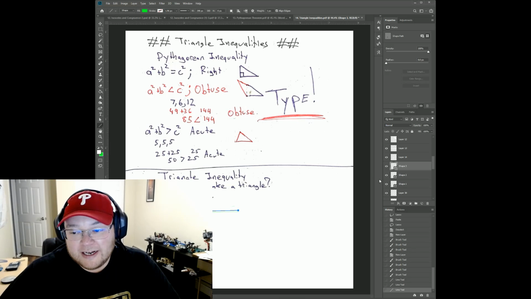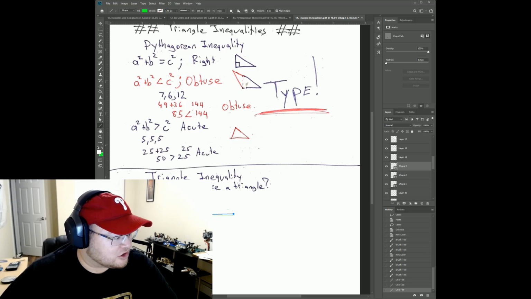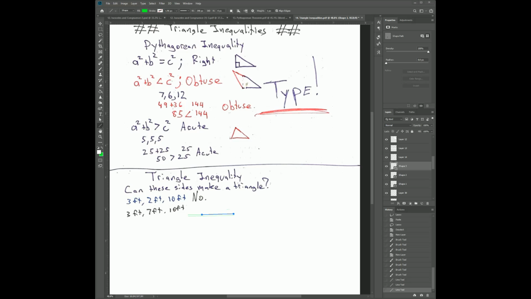That also cannot make a triangle just because, oh my gosh, I keep forgetting that my stupid face blocks that part of the thing. I wish I could move this thing to the side. It won't center. It always centers it though.